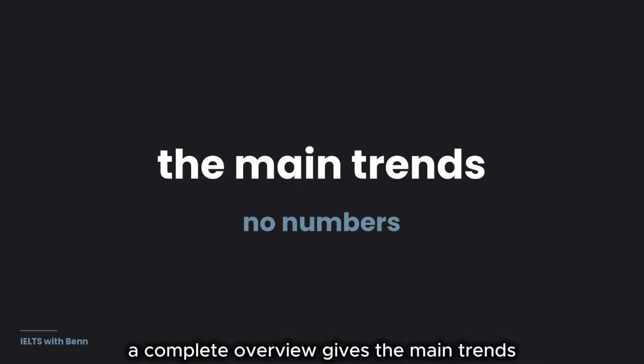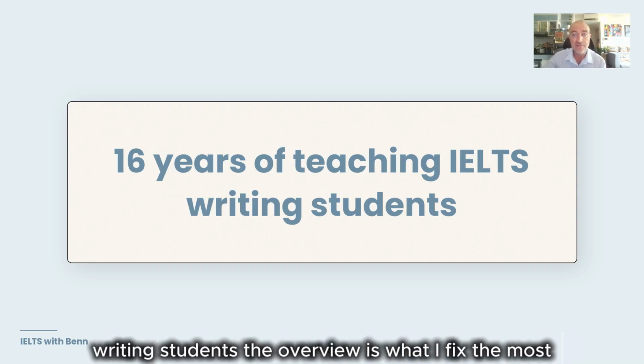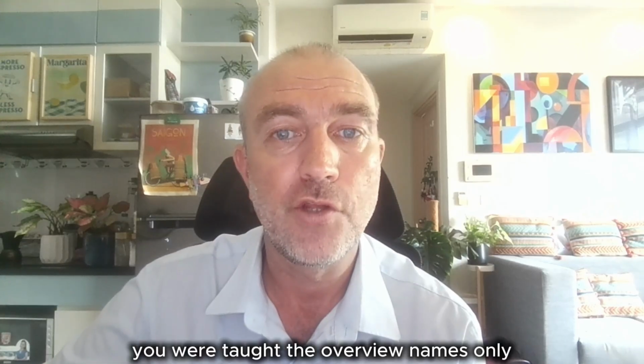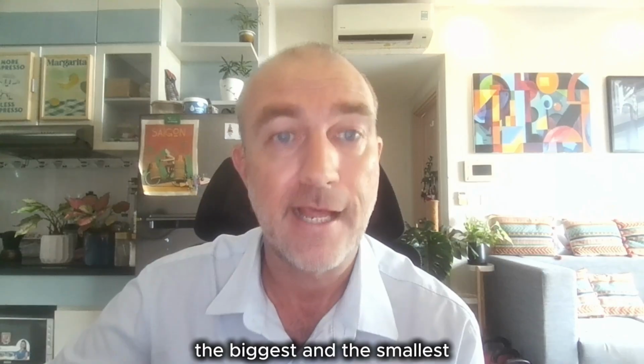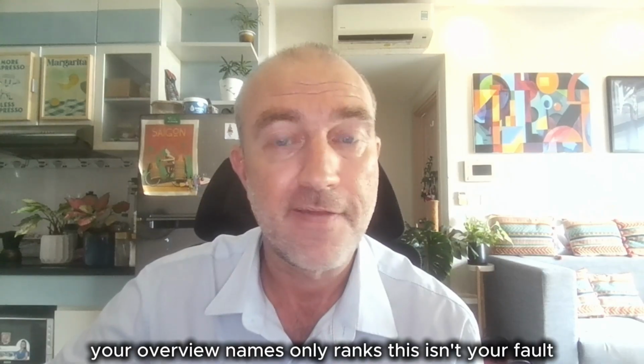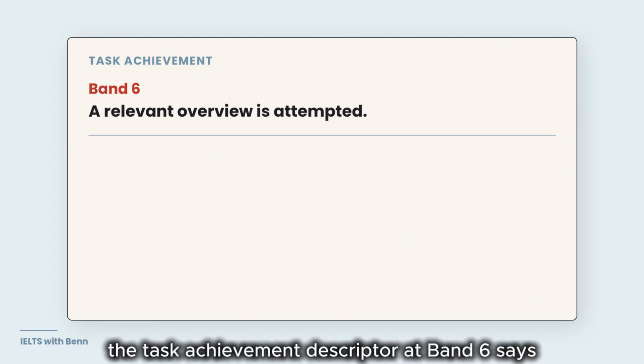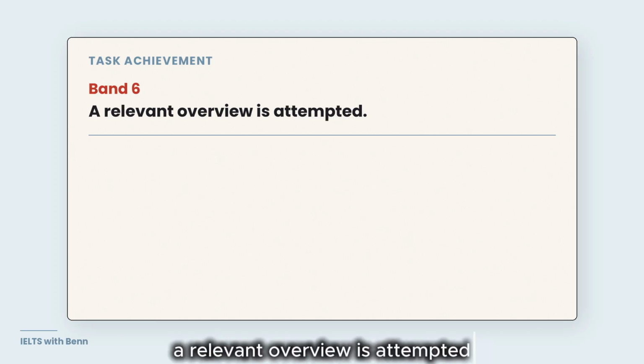A complete overview gives the main trends the chart shows. It includes no numbers. In my 16 years of teaching IELTS writing students, the overview is what I fix the most. You were taught the overview names only the biggest and the smallest. Your overview names only ranks. This isn't your fault. The task achievement descriptor at Band 6 says a relevant overview is attempted.